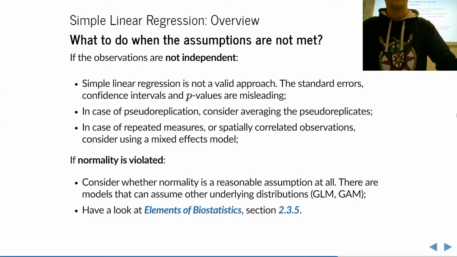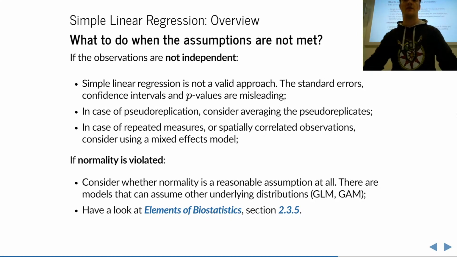Okay, so then of course, what do you do if the assumptions aren't met? If your observations aren't independent, then you can't use normal linear regression. You need a mixed model. If there are pseudo-replicates, you could average your pseudo-replicates. It's not the most efficient way, it's better with a mixed model, but it is valid. It will give you correct inference.